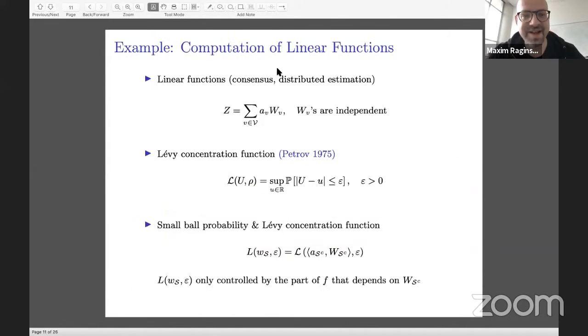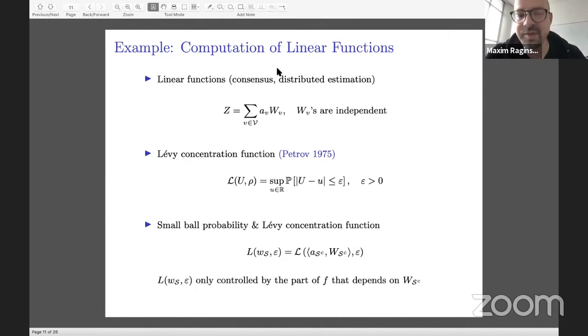So normally, I would then proceed to upper bounds, but now I actually want to break it up a little bit, and instead of going to upper bounds, let's see what this lower bound actually looks like. So let's look at a concrete example. Let's say our W_Vs are real valued, and everybody wants to compute a linear combination of these W_Vs where the coefficients are fixed and known to everybody. So each node has a coefficient A sub V, and everybody wants to compute essentially the inner product of the vector of the coefficients with the vector of inputs.